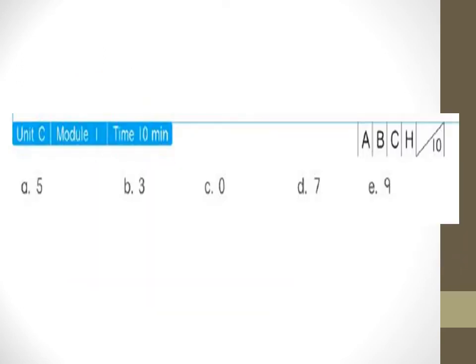So this is module 1. This is very simple. You have to draw a number line and represent 5, 3, 0, 7 and 9 on the number line. This is the simplest way. So although the time is given here for 10 minutes, take 5 minutes, do it quickly, pause the video if required, because after that I am showing you the answers.